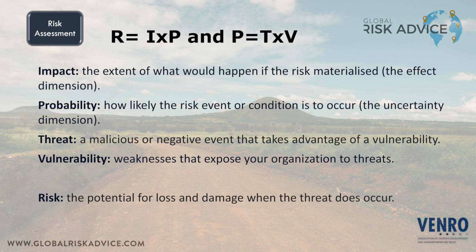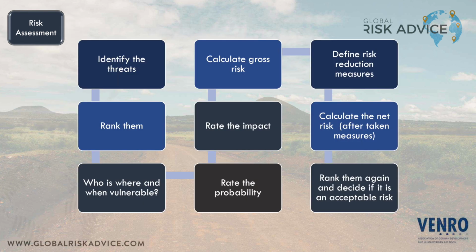If we want to look at what the risks are and how we calculate them, we have a 9-step model to do the risk assessment. First, we want to make a list or identify the threats. What are the threats to our organization? What are the threats we see? And we want to rank them. Then we look at who is vulnerable, where, and when. If we know this, then we can rate the probability. What is the probability of it about to happen? And what is the impact of this threat materializing, of this happening?